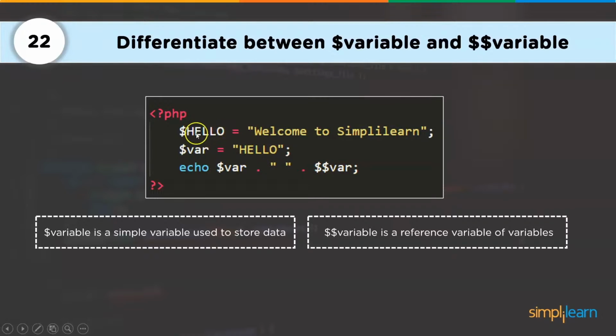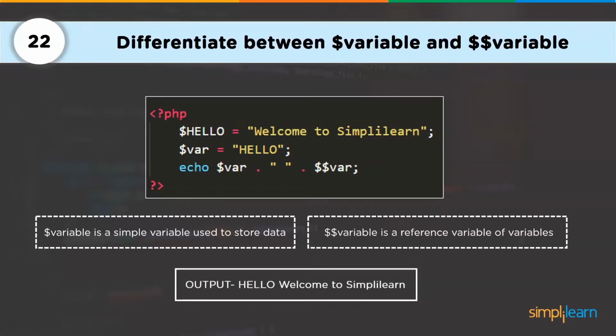So what it is doing is it is referencing the value to another variable. So the hello variable is being referenced. When you execute this block of PHP script, the output you get is hello, since this is the variable hello, and after that you'll get welcome to Simplilearn, since this variable is a reference to this variable.